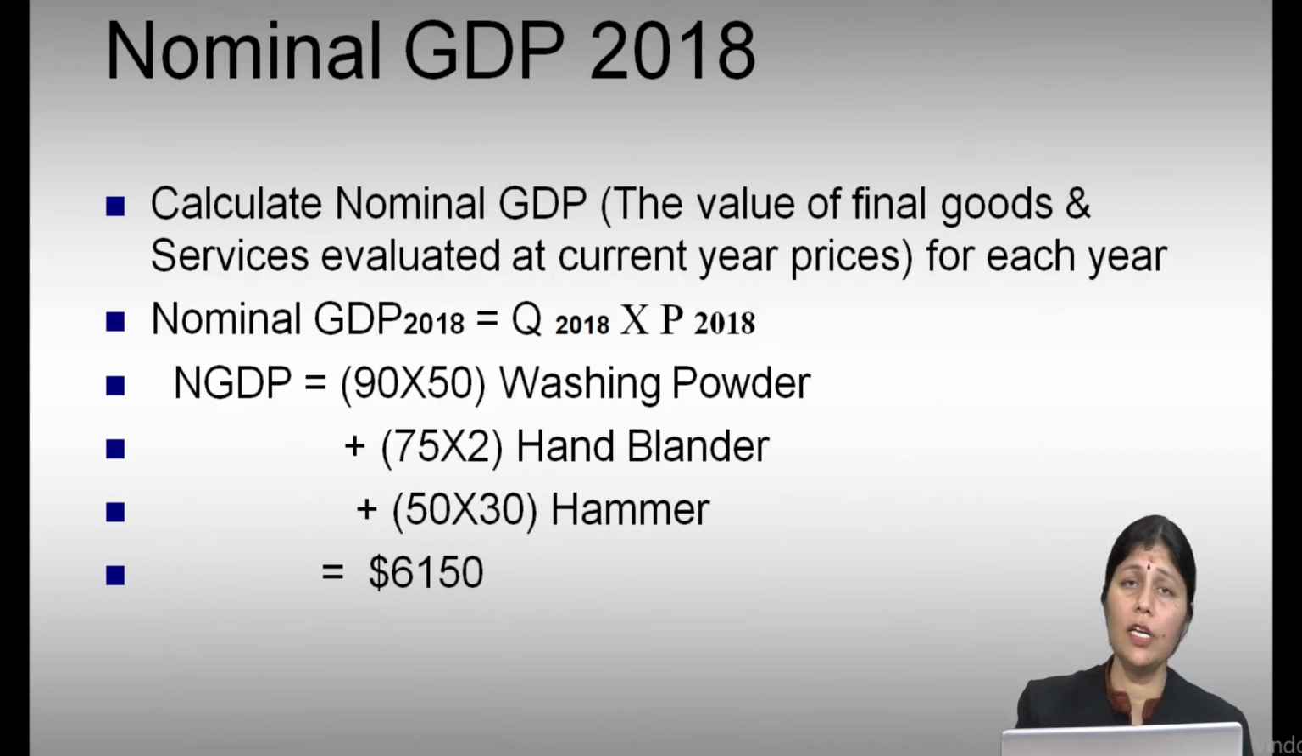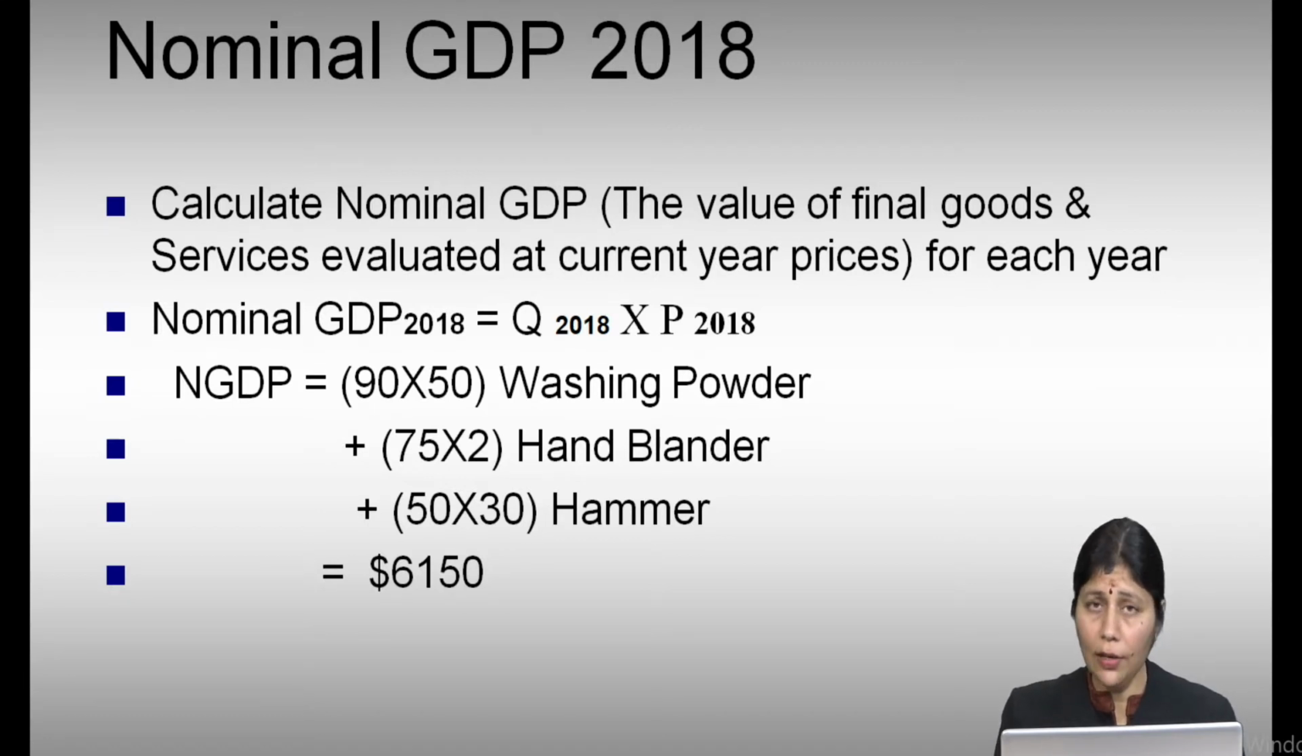So, first we will calculate nominal GDP 2018. To calculate nominal GDP, we have to value all products and services at current prices. So current year prices are the base for nominal GDP calculations. Nominal GDP 2018 is equal to Q 2018 multiplied by P 2018, where Q represents the quantity of that respective year and P represents the price of that respective year.